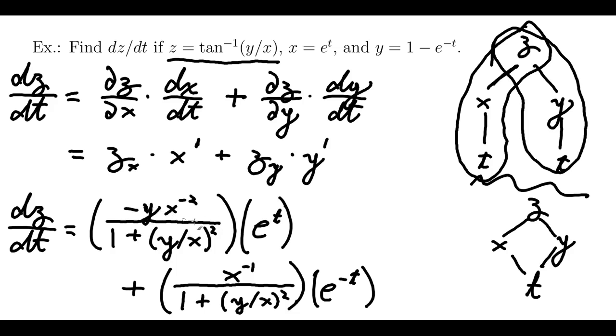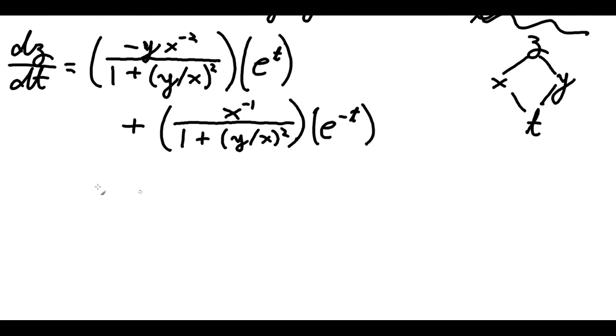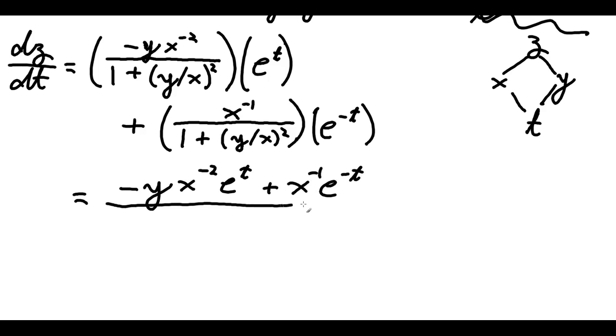So now we have this expression here. We have our partial of z by x times dx by dt plus the partial of z by y times dy by dt. All that's left now is to clean this up, do some simplifications. We see this same denominator in both of these, so let's go ahead and add these together. It looks like we have negative y x to the negative second e to the t plus x to the negative first e to the negative t divided by 1 plus y squared over x squared.